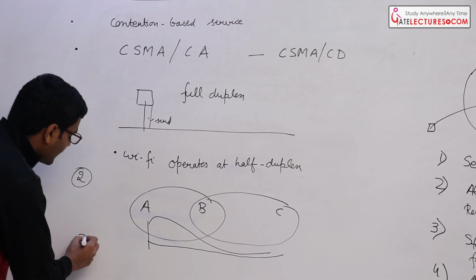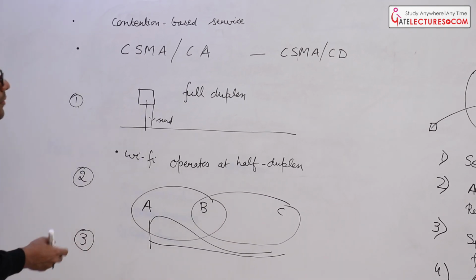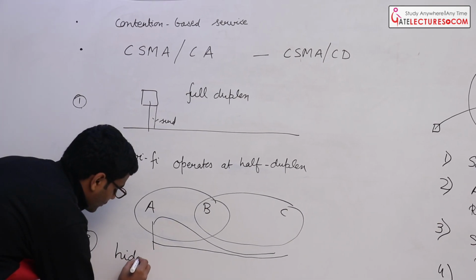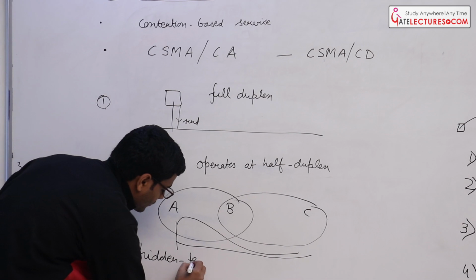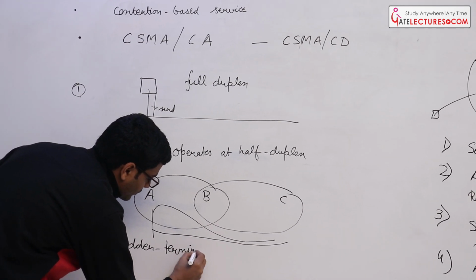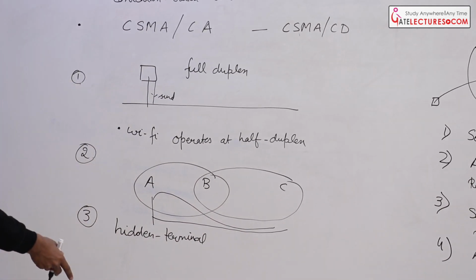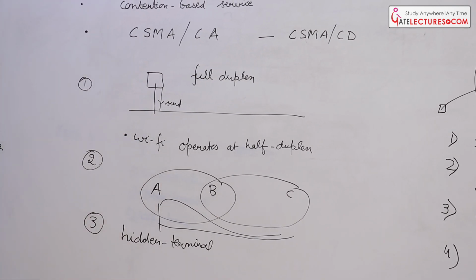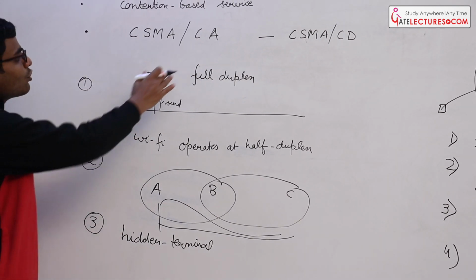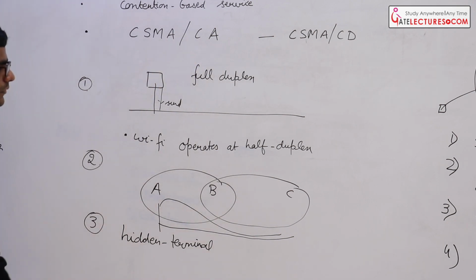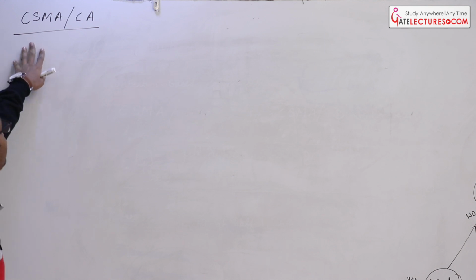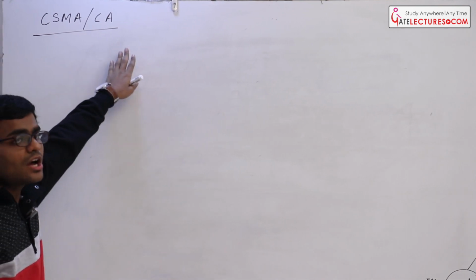And the third reason is that there are problems like the hidden terminal problem, which we'll discuss later, and due to that also we will not be able to do collision detection in Wi-Fi. So we have to go for collision avoidance. So in DCF we use CSMA/CA, carrier sensing multiple access collision avoidance.